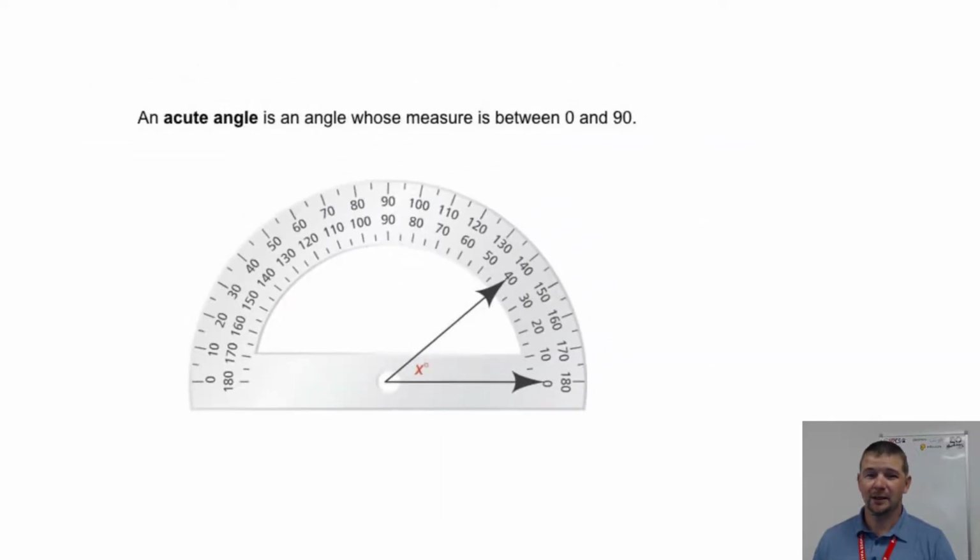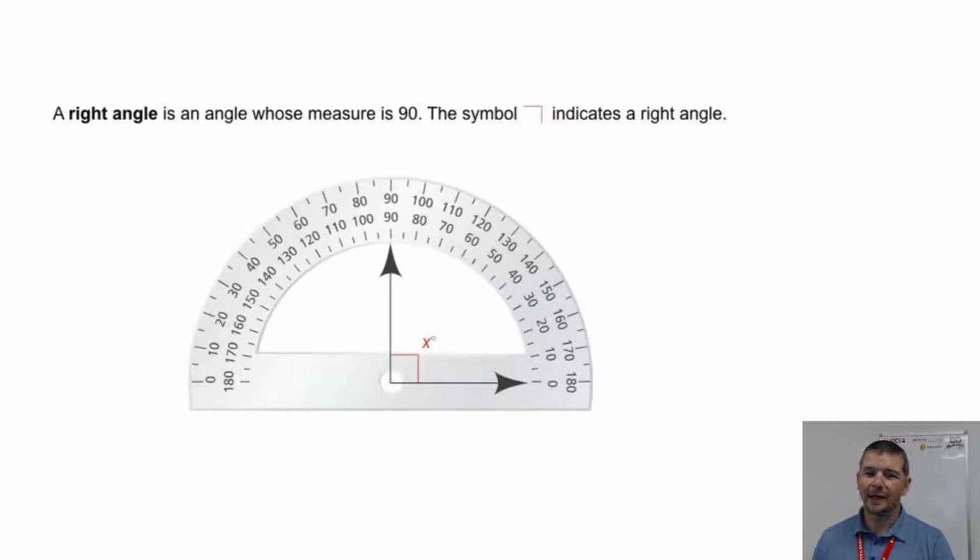An acute angle is an angle whose measure is between 0 and 90 degrees. An example is shown here on a protractor. A right angle is an angle whose measure is 90 degrees, shown here on a protractor. The symbol, half of a square, indicates a right angle. Note this symbol in the figure.